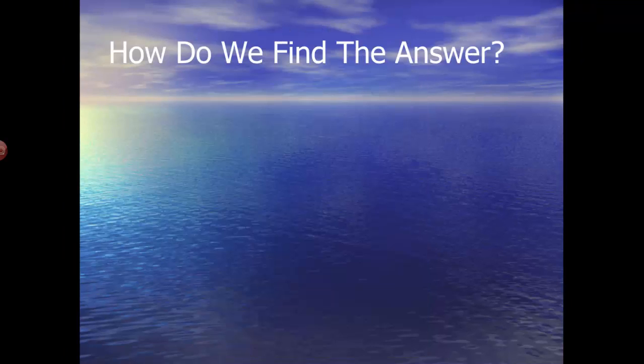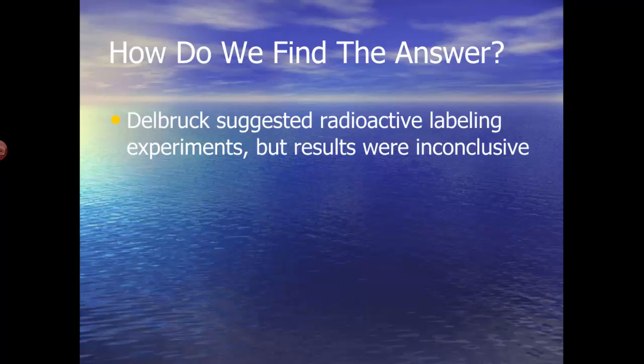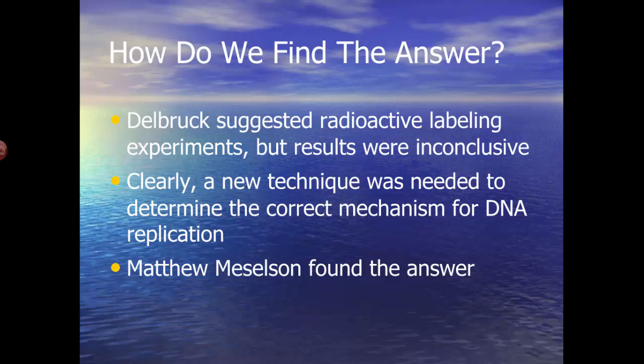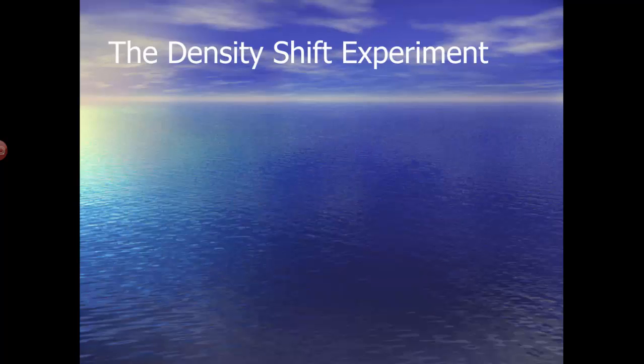So we need to figure out which of those it is, because without any experiments, we don't have any basis for claiming one method over the other. And so Delbruck said that we should maybe radioactively label the DNA and see what happens, but it didn't really work. There wasn't any real strong result. So we needed a new technique to figure out how DNA was going to replicate. And Matthew Meselson and his co-workers figured out a way to do it. It's called the density shift experiment.